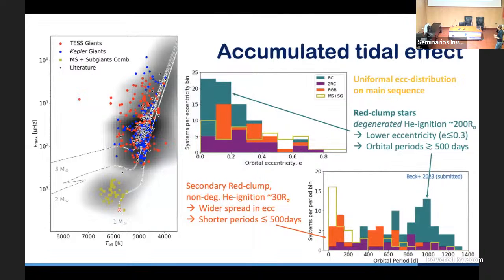For me, this is the first result where we can actually quantify those differences that were always expected and suggested from different studies. But here we now, for the first time, can show that this is real. And now theorists probably are very happy to take this and calibrate the tidal models.